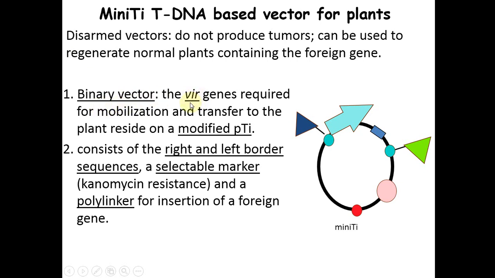In a binary vector, the vir genes required for mobilization and transfer to the plant reside on the modified pTi. This is the left and right border, kanamycin resistance, this is the polylinker, origin of replication, and this one is the basis of mobilization or tra gene. Okay, this consists of left border sequences, a selectable marker, that is kanamycin resistance, and a polylinker for insertion of foreign gene.